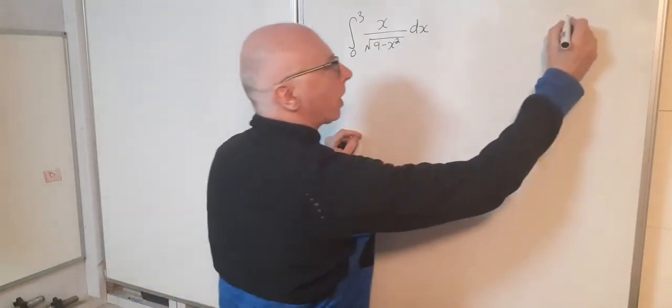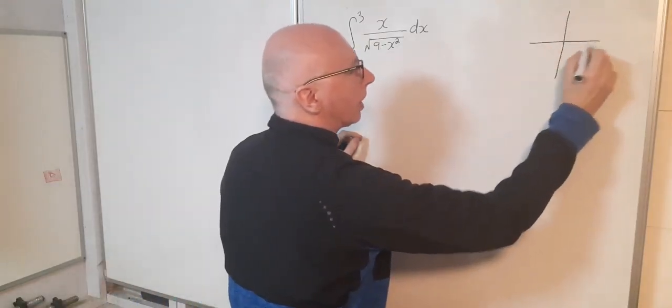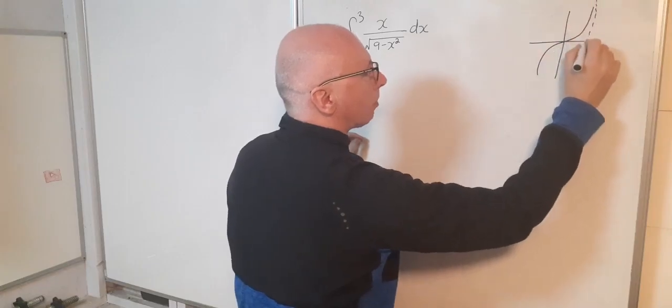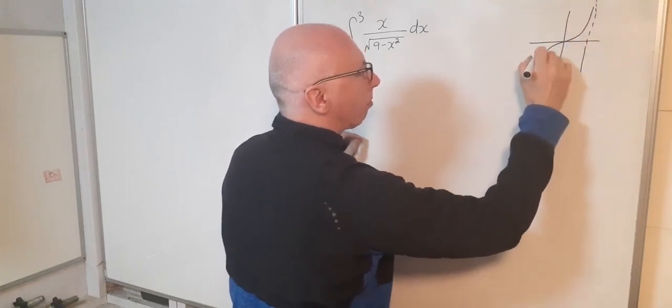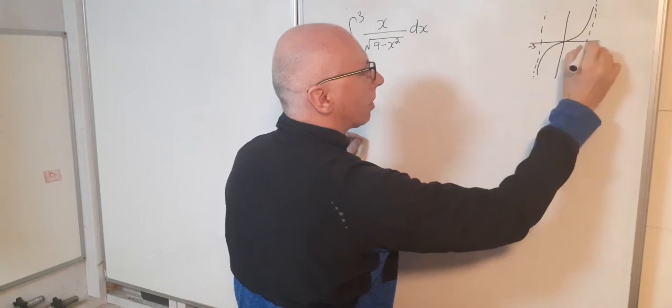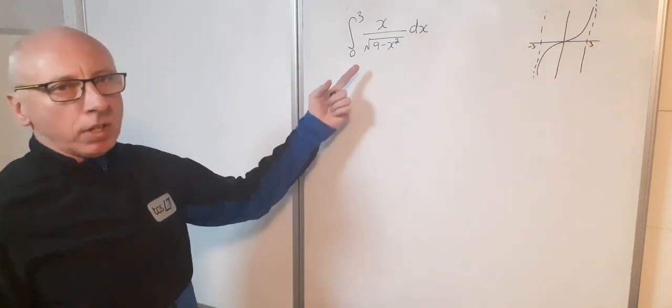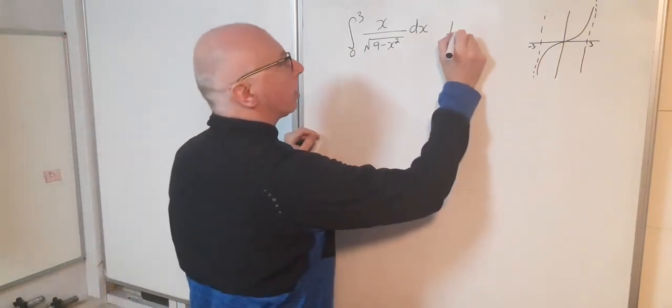So if I just quickly sketch the graph of that, it will make a pattern something like that, and it'll have an asymptote at plus and minus 3. So that'll be a rough sketch of what it looks like. So this integral here is what's called an improper integral.